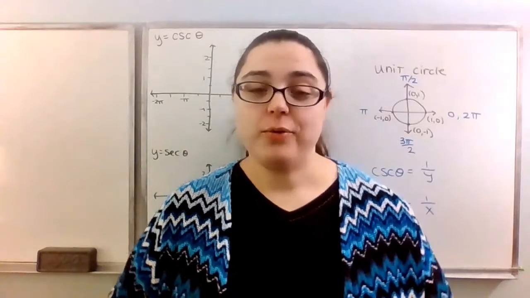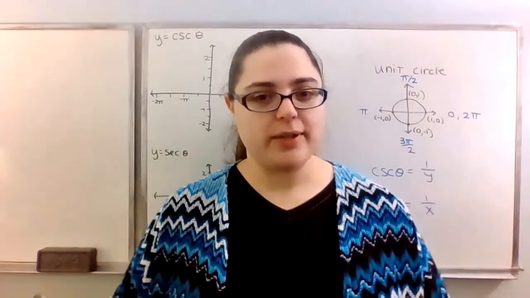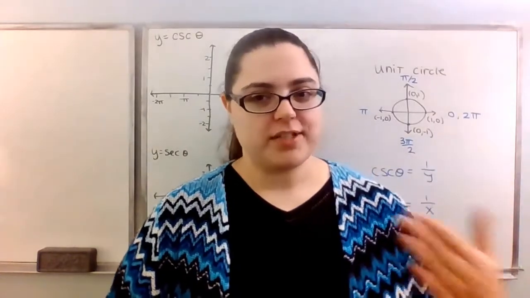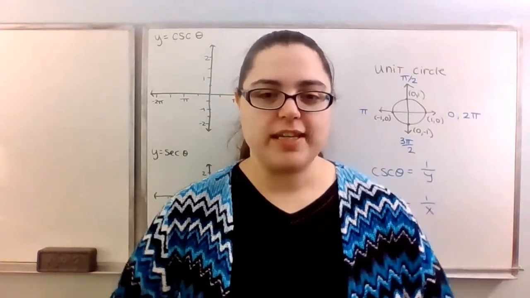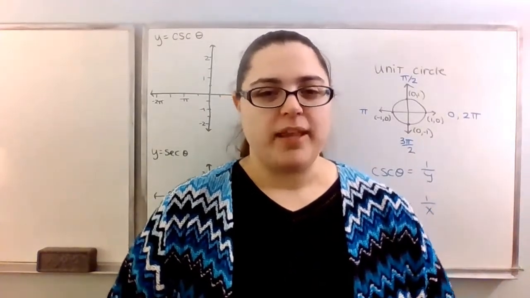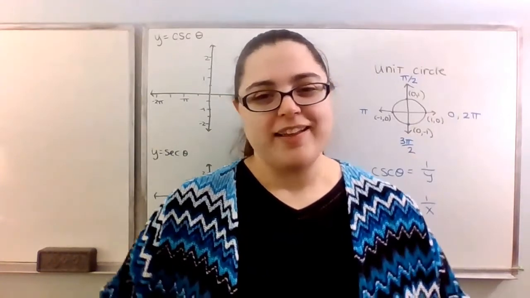In our previous video, we talked about how to graph sine and cosine, and we were very careful in how we constructed those graphs following the unit circle. So we're going to be building on those concepts in graphing cosecant and secant, but we're just going to move a little bit more quickly. And then in our next video, we'll be graphing tangent and cotangent. So let's go ahead and get started.